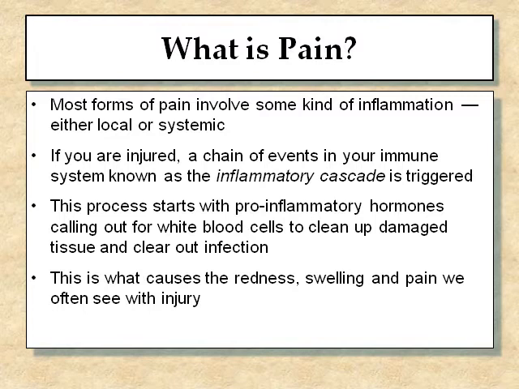And this process starts with pro-inflammatory hormones that call out for your white blood cells to clean up damaged tissues and clear out infections. So if we cut ourselves, we get help from our body. This is what causes the redness, swelling, and pain we often see with injury.